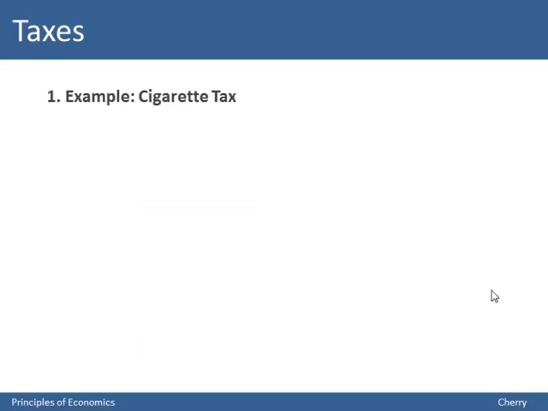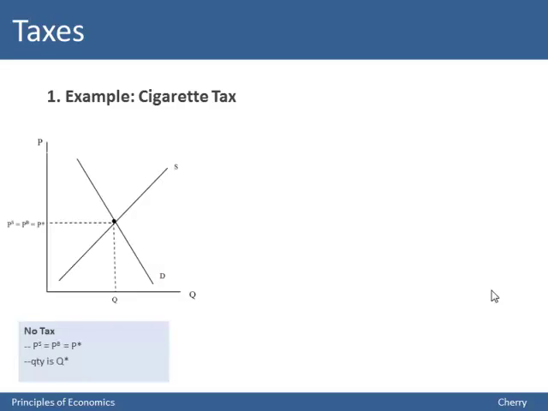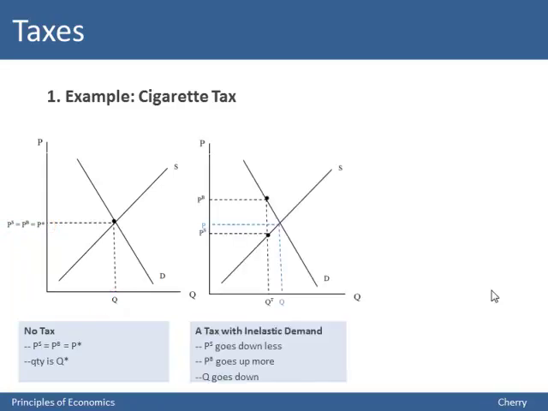So let's look at a couple examples. First, we're going to look at cigarette tax. So again, we're going to start with a market without a tax. The price the buyer pays is the same as the price the seller receives. And quantity is at Q star, where the price and demand intersect. So let's impose a tax.